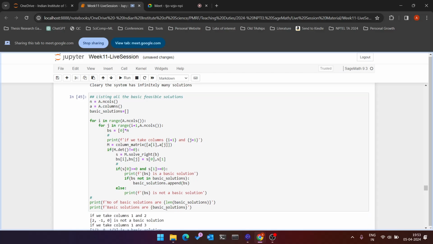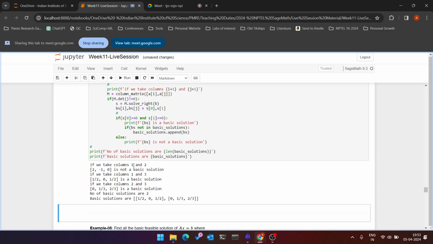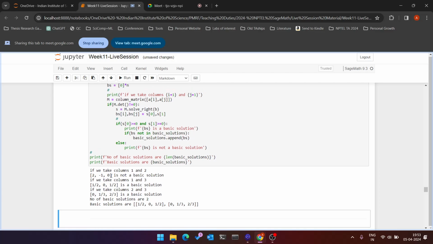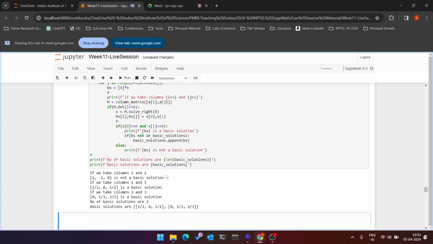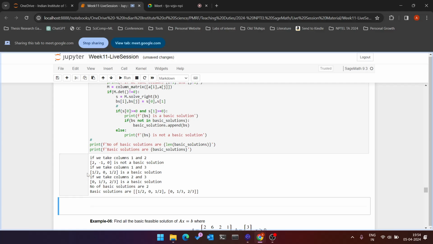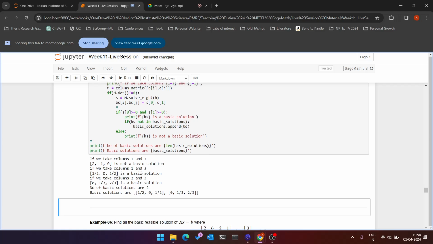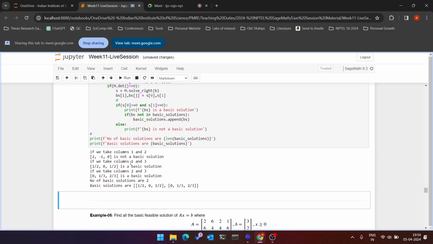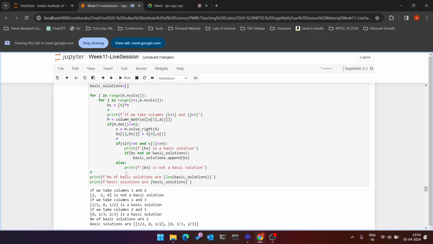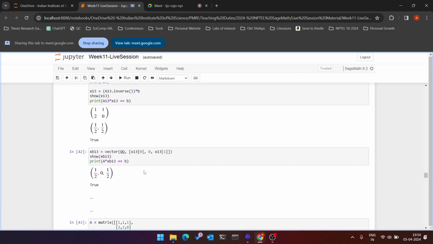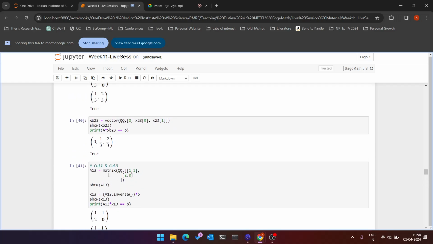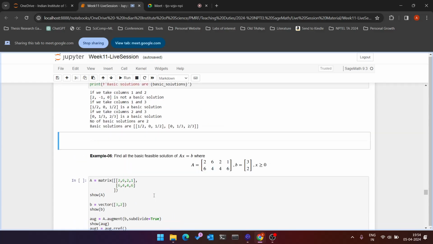So if I run this loop, as I mentioned, we'll be going through say column 1, column 2, column 1, column 3, and column 2, column 3 respectively. First solution is 2, minus 1, 0, which as we mentioned is not a feasible solution. Second is columns 1 and 3 give half, 0, half, and columns 2 and 3 give 0, 1/3, 2/3. So there are two basic solutions that we have obtained from this algorithm. This is the same as what we have obtained here also.